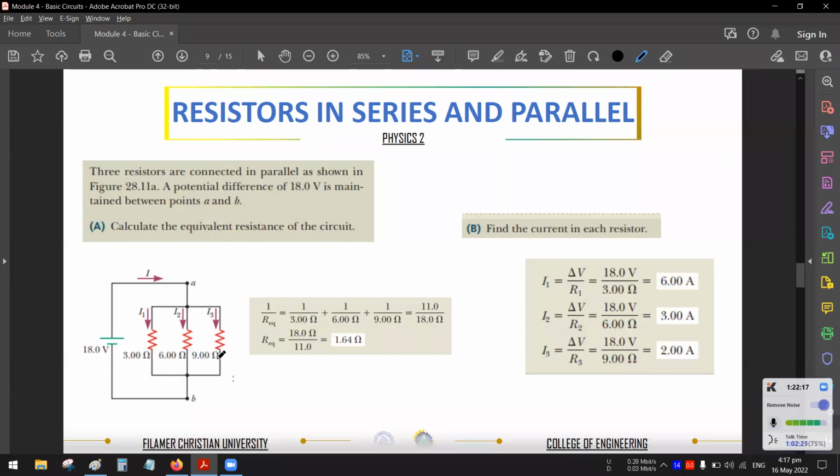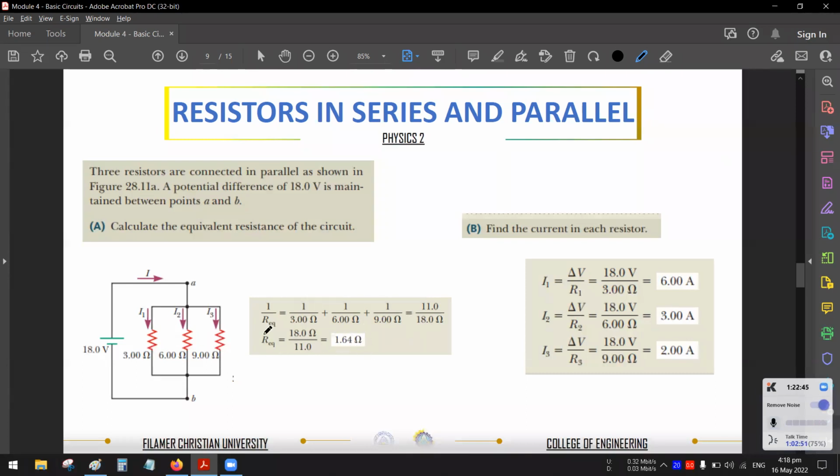Okay. So now, the problem here asks us to calculate the equivalent resistance of the circuit. So simple lang. Sum up mo lang yung inverse nilang yung tatlo. That is reciprocal of 1 over 3 ohms plus 1 over 6 ohms plus 1 over 9 ohms. Then, reciprocal mo ulit. So, yung total equivalent mo is just 1.64 ohms.